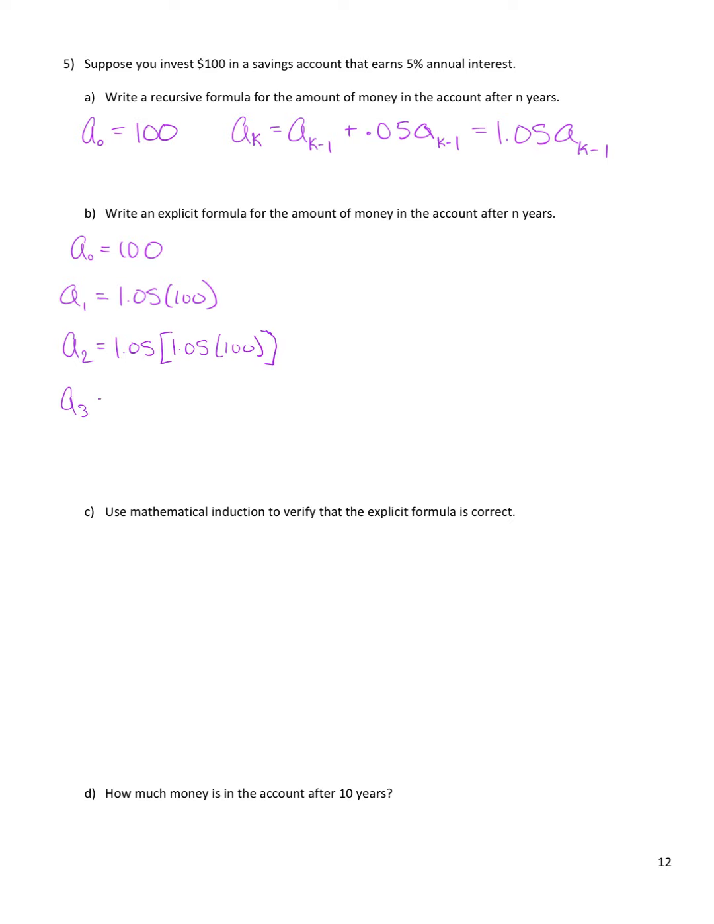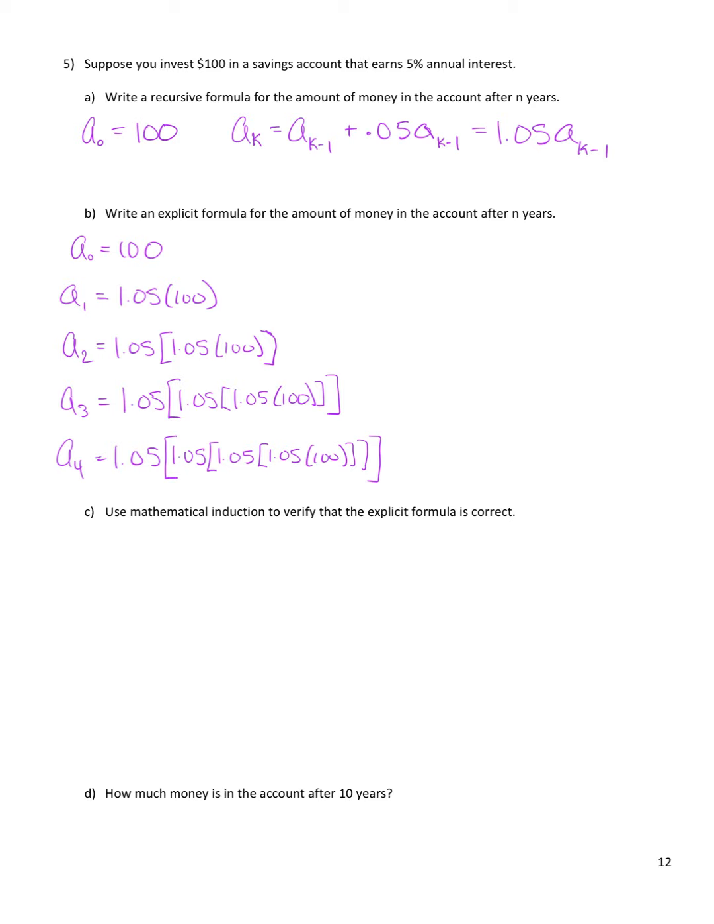And then A3 is going to be 1.05 times A2. And A2 is 1.05 times 1.05 times 100. And A4 is 1.05 times whatever I had the year before, which is just the amount from A3, which is 1.05 times 1.05 times 1.05 times 100. Okay, so I think that should be enough to see a pattern.